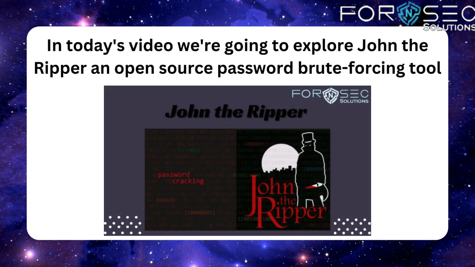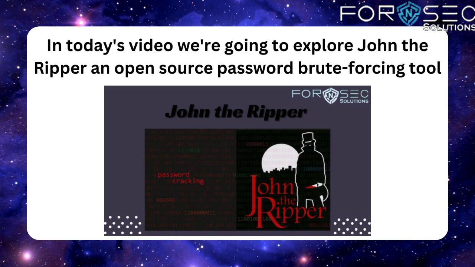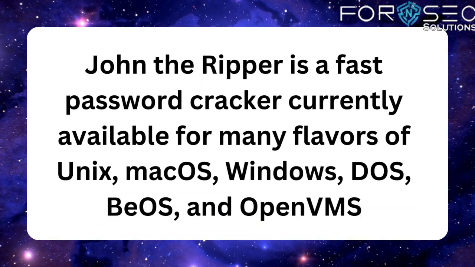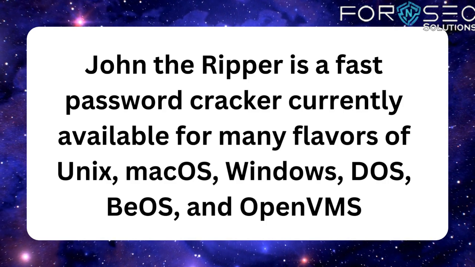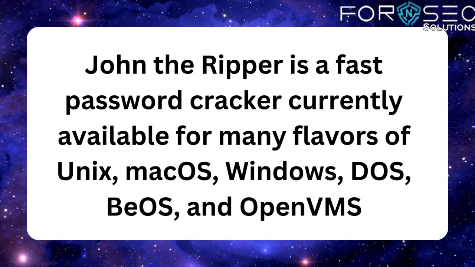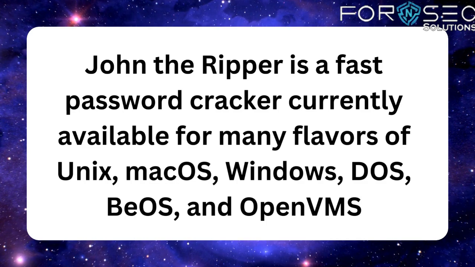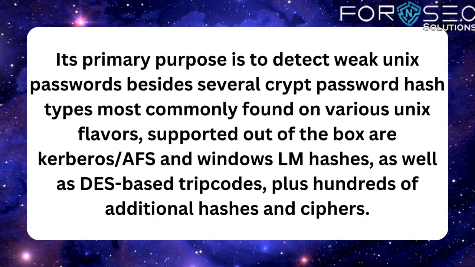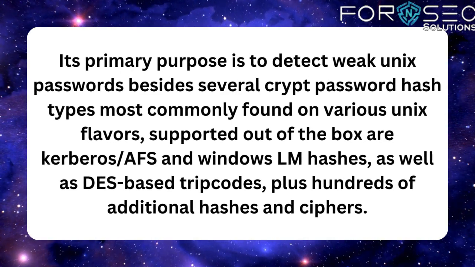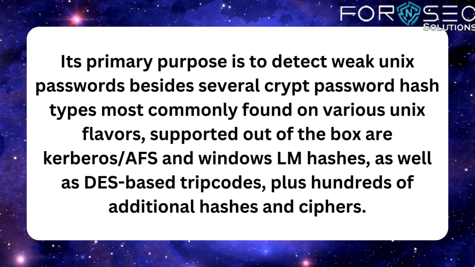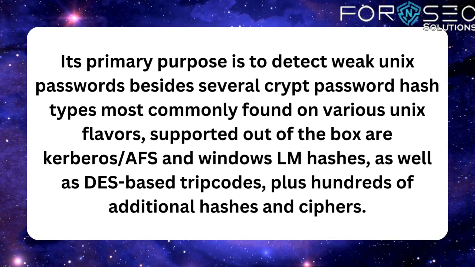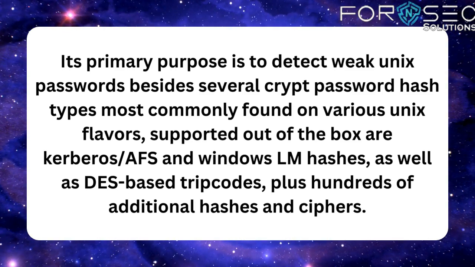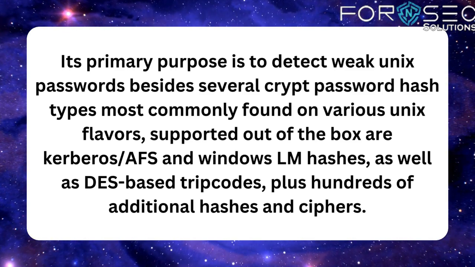In today's video, we are going to explore John the Ripper, an open source password brute forcing tool. John the Ripper is a fast password cracker, currently available for many flavors of Unix, macOS, Windows, DOS, BeOS and OpenVMS. Its primary purpose is to detect weak Unix passwords. Besides several crypt-3 password hash types most commonly found on various Unix flavors, supported out of the box are AFS and Windows LM hashes, as well as DES-based crypt codes, plus hundreds of additional hashes and ciphers.